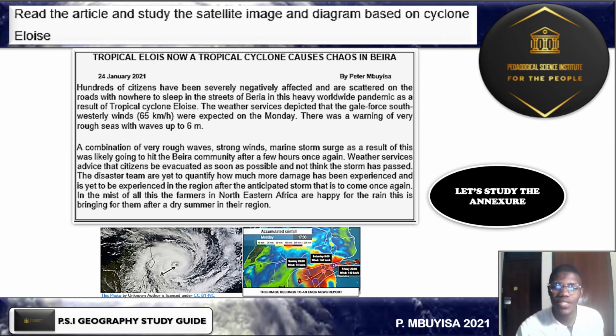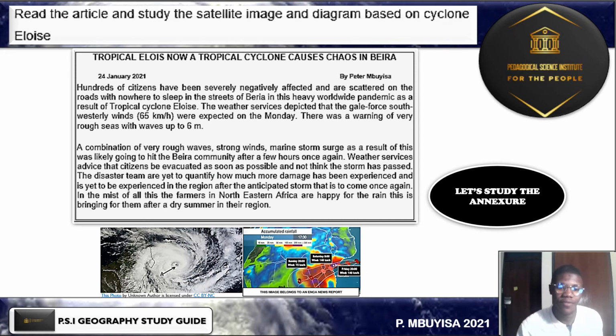The weather services depicted that gale force southwesterly winds were expected on Wednesday. There was a warning of very rough seas with waves up to 6 meters. A combination of very rough waves, strong winds, and marine storm surges was likely going to hit the Beira community after a few hours once again.